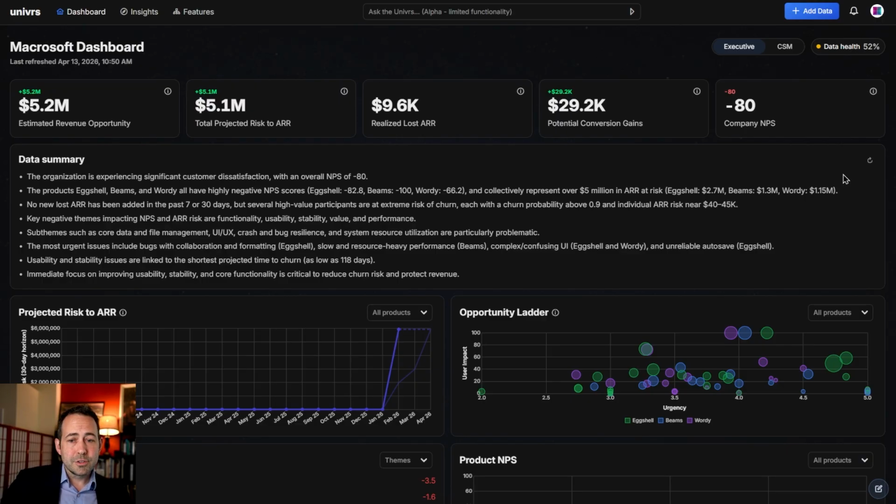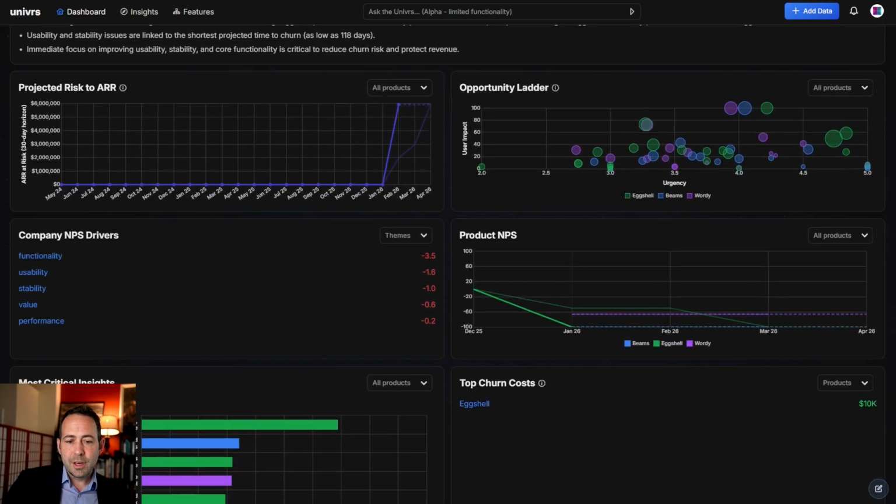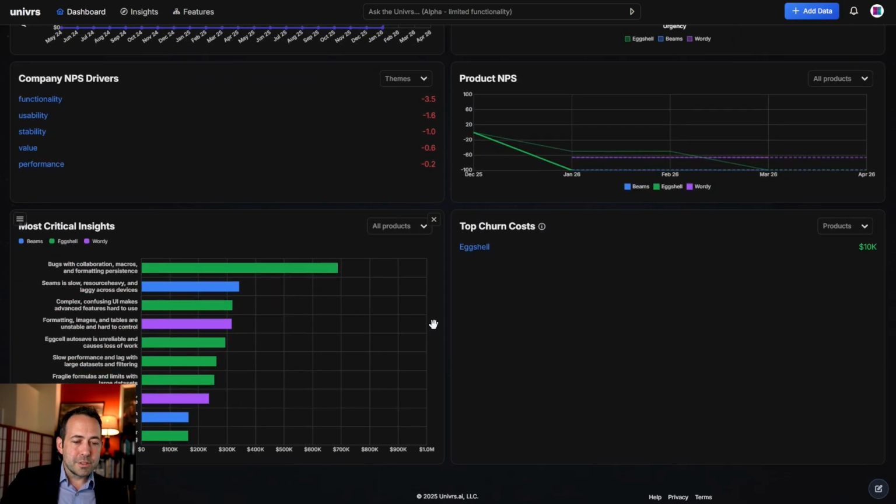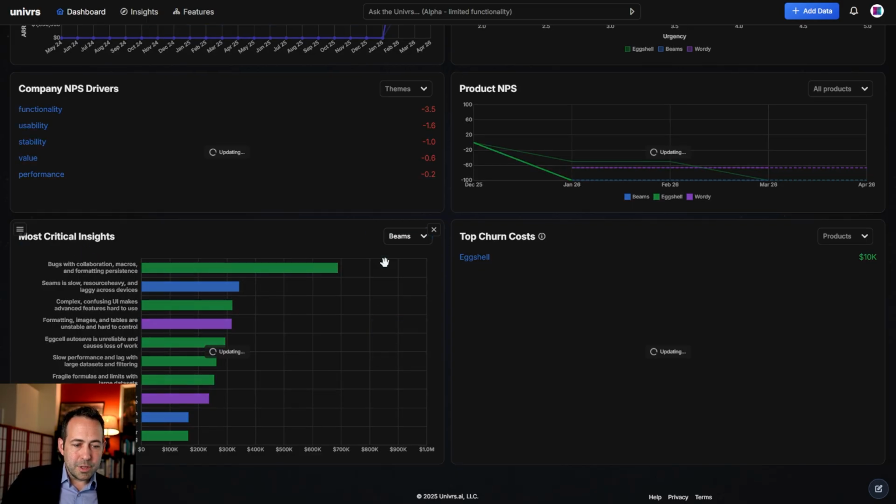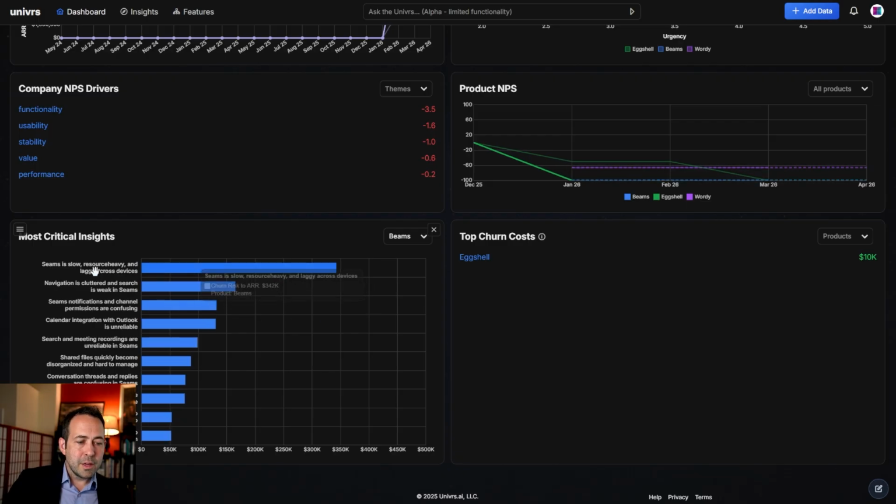And if I jump over here to these graphs, you can start to see that we have some of these things already populated in here. Again, it's a synthetic data set, but if I go to, say, Beams, we can see that slow, resource-heavy, and laggy across devices is our number one user need, right? So it's way out in front, and it has a churn risk to ARR of $342,000.